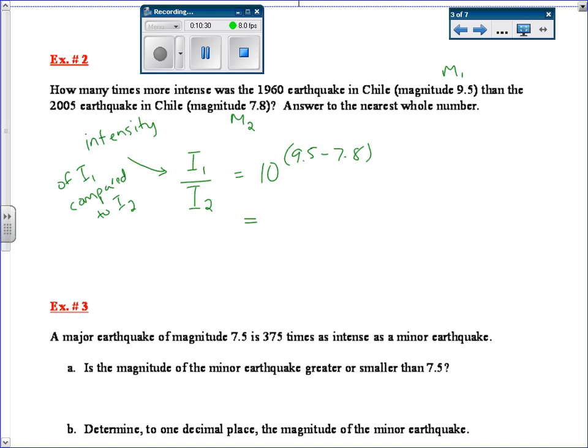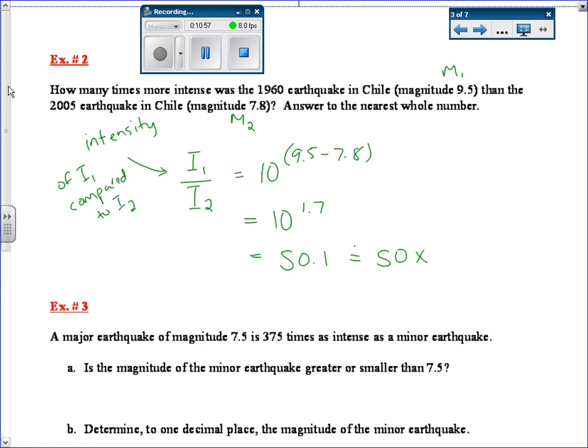So we would do 10 to the power of, let's see, 9.5 minus 7.8, which is 1.7. And so 10 to the power of 1.7 gives you 50.1, or approximately 50 times as intense. Okay, and that's nothing we could have gotten with the way that we were doing it on the first page.